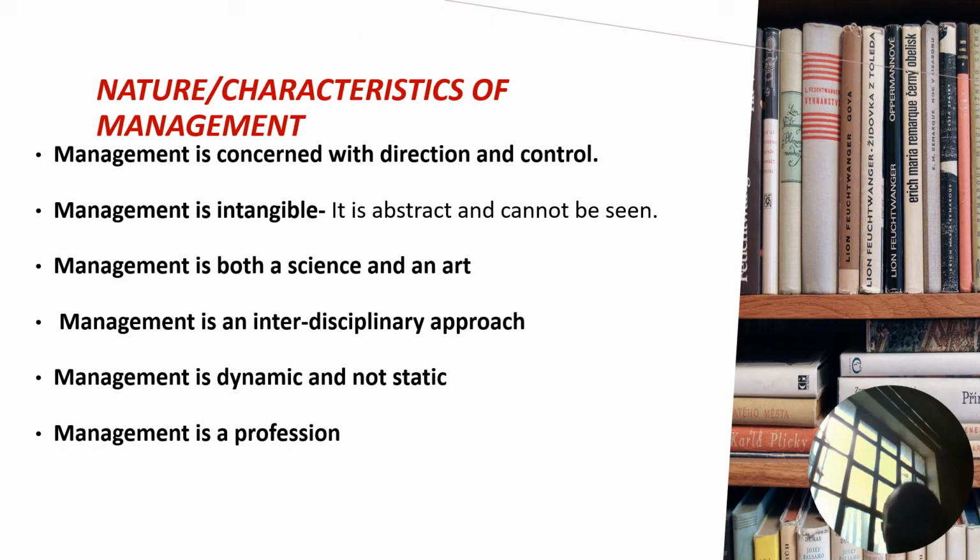Still a continuation on the nature or characteristics of management. We are saying that management is concerned with direction and control. Through management, we are able to identify the goals and the objectives that need to be accomplished by the organization. Therefore, we are able to identify the direction that the organization would want to take. Management is intangible. I have already explained that we cannot touch or see management, but we can feel the difference between good management and bad management.